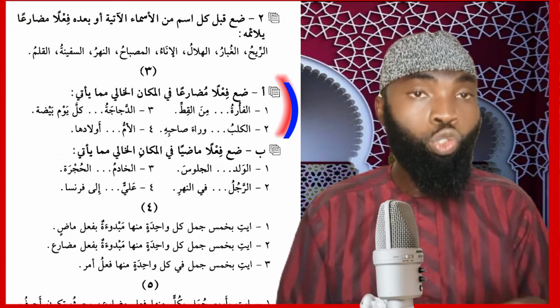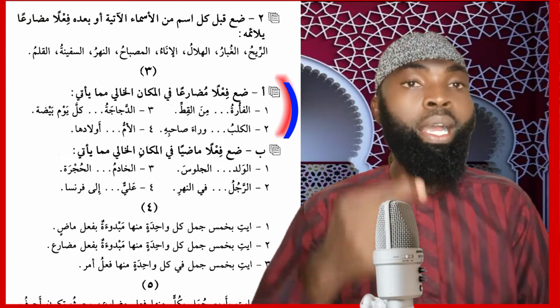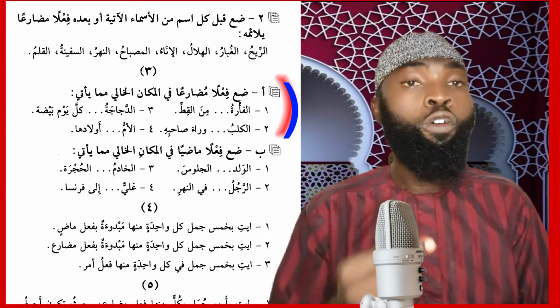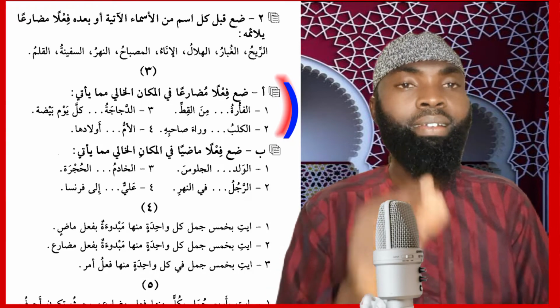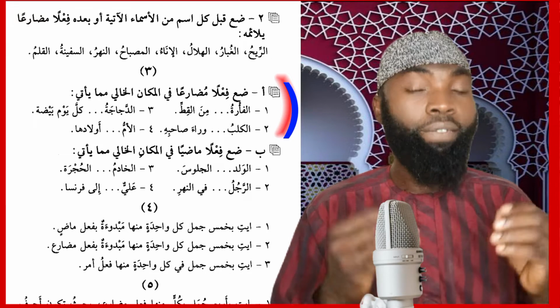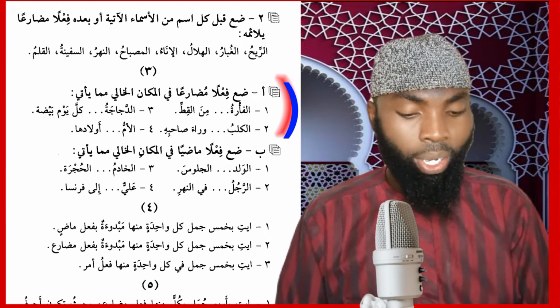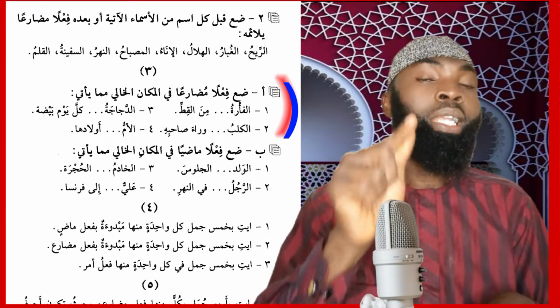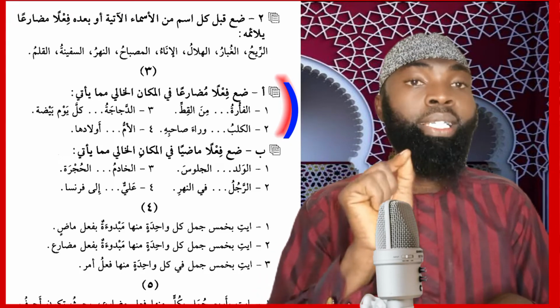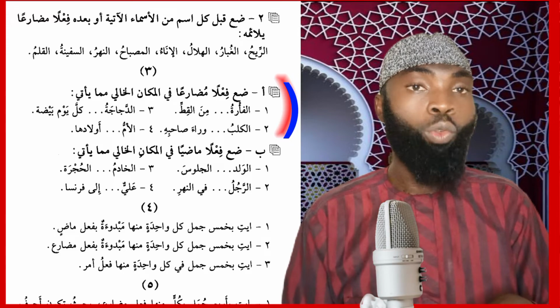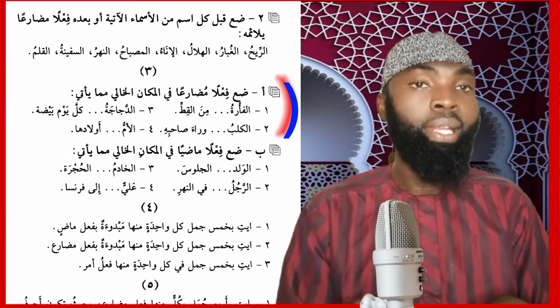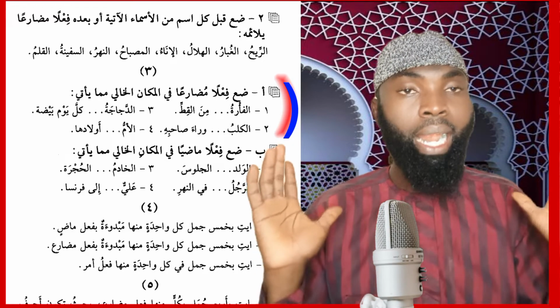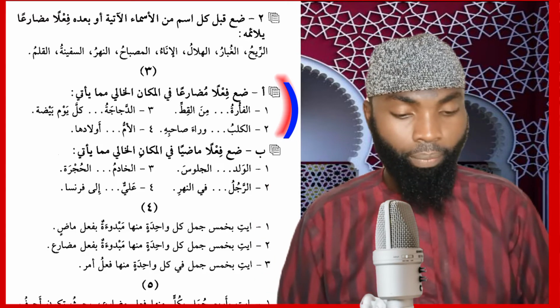So the present tense for the first one is takhafu: al-fa'ratu takhafu min al-qitti. The rat is afraid of the cats. Number 2, we have al-kalbu, then wara aswahibi. I can say al-kalbu yajri, that is the word yajri, wara al-kalbi, wara aswahibi. The dog is running behind its owner.